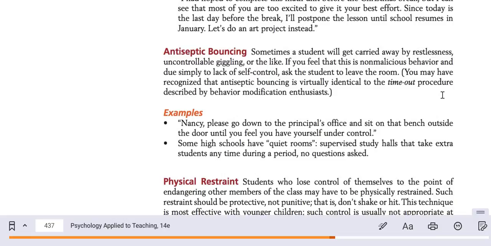Some high schools have quiet rooms, supervised study halls that take extra students anytime during a period, no questions asked.